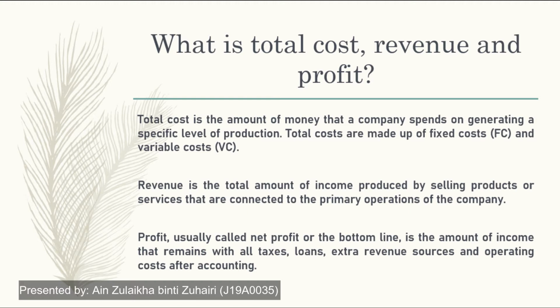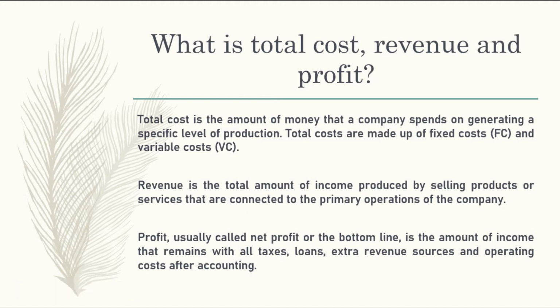What are total cost, revenue, and profit? Total cost is the amount of money that a company spends on generating a specific level of production. Total costs are made up of fixed cost and variable cost. Revenue is the total amount of income produced by selling products or services that are connected to the primary operations of the company. Profit, usually called net profit or the bottom line, is the amount of income that remains after accounting for all taxes, loans, extra revenue sources, and operating costs.